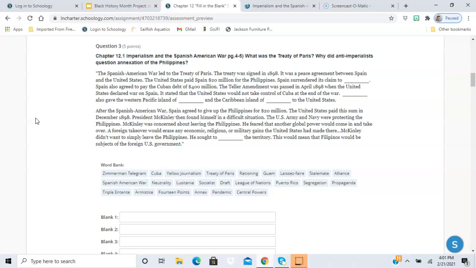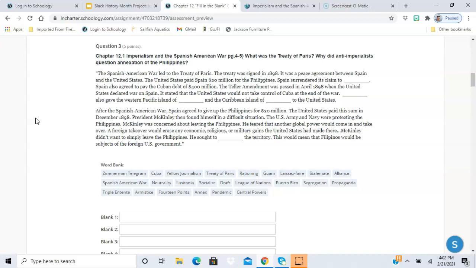The Teller Amendment was passed in April of 1898, when the United States declared war on Spain. It stated that the U.S. would not take control of Cuba at the end of the war. Blank also gave the Western Pacific island of blank and the Caribbean island of blank to the United States. After the Spanish-American War, Spain agreed to give up the Philippines for $20 million. The United States paid this sum in December 1898.